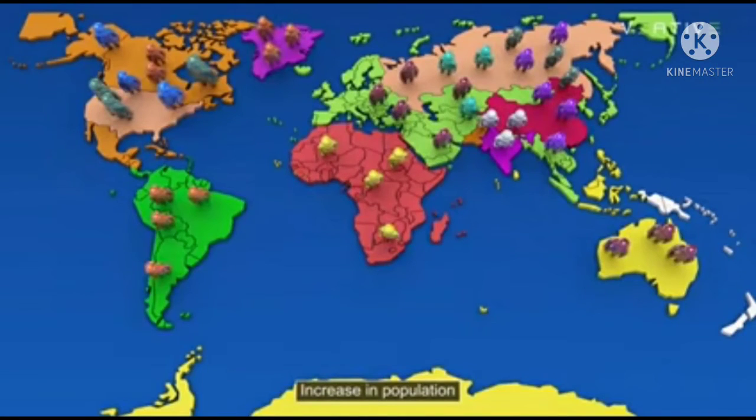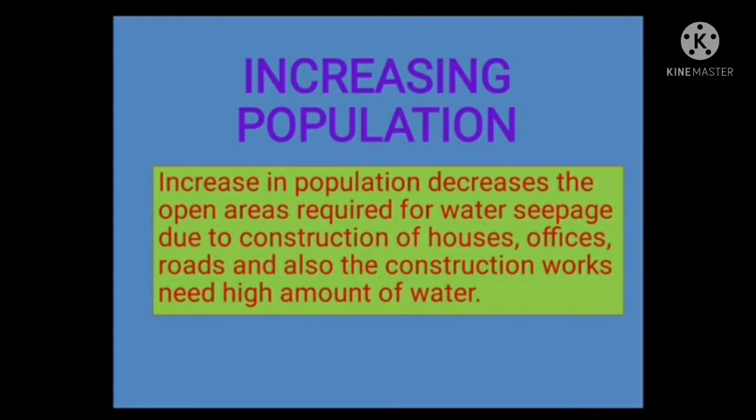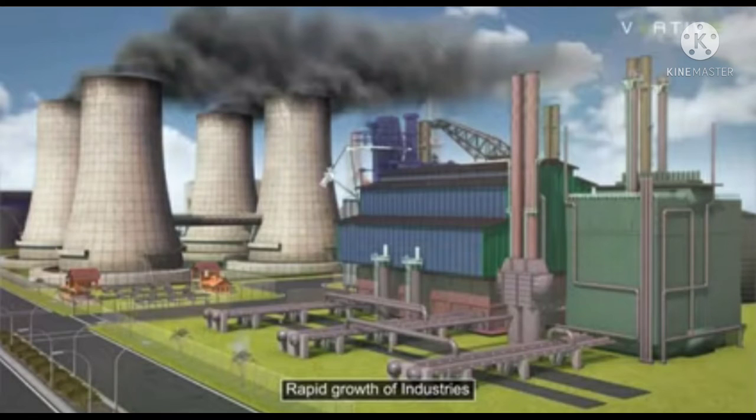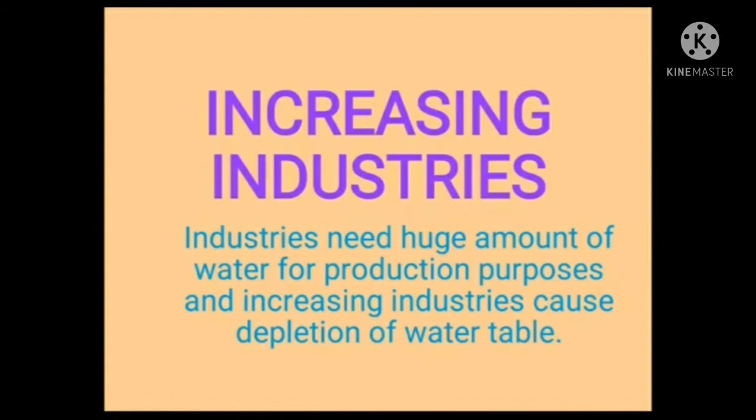increase in population. Increase in population decreases the open areas required for water seepage due to the construction of houses, offices and roads, and the construction works also need a high amount of water. The next factor is rapid growth of industries. Industries need a huge amount of water for production purposes, and increasing industries cause depletion of the water table.